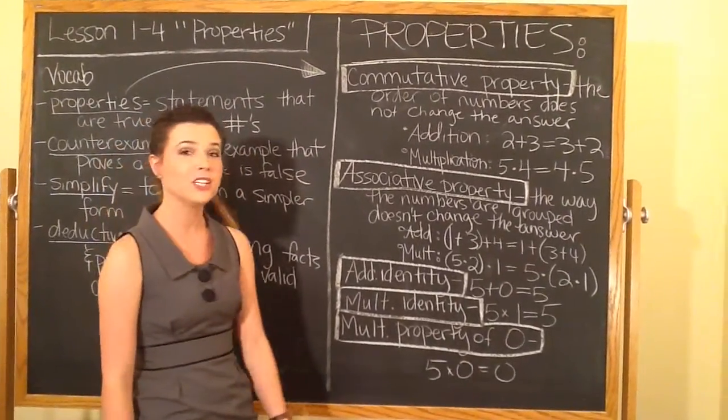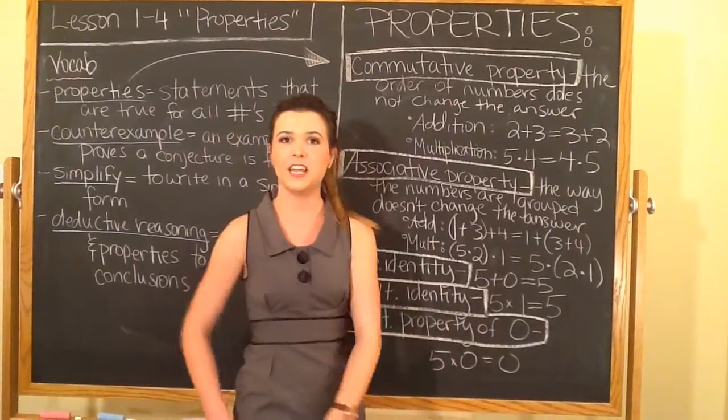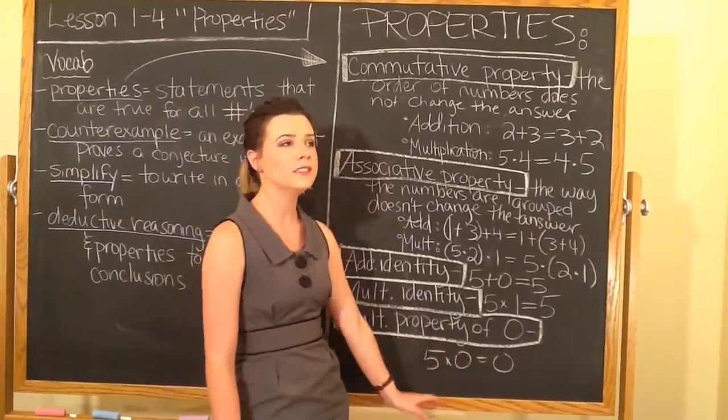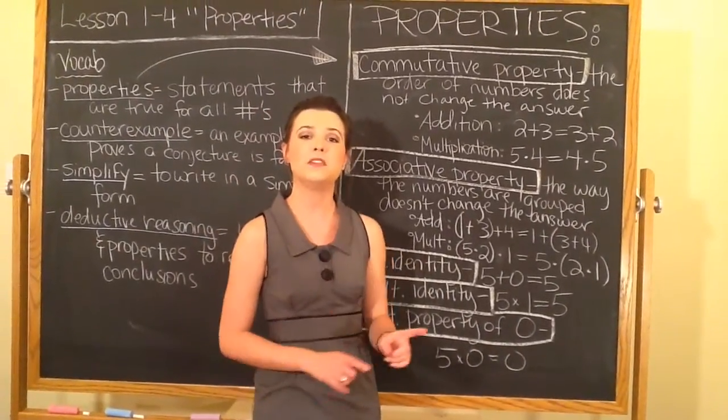The last property we're going to look at is the multiplicative property of 0. Basically this means if you multiply a number times 0, you're going to get 0. 5 times 0 equals 0, 1,000 times 0 equals 0, and so on and so forth. So we're going to use these properties in a few examples.